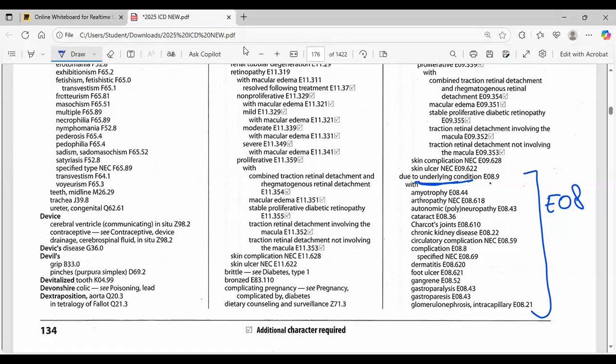To locate the code, what you will do? You will refer to diabetes in the index. Under diabetes, you will look for the due to underlying condition, and under the underlying condition, you will look for the code. And if there is any complication, you will look for the combination code.